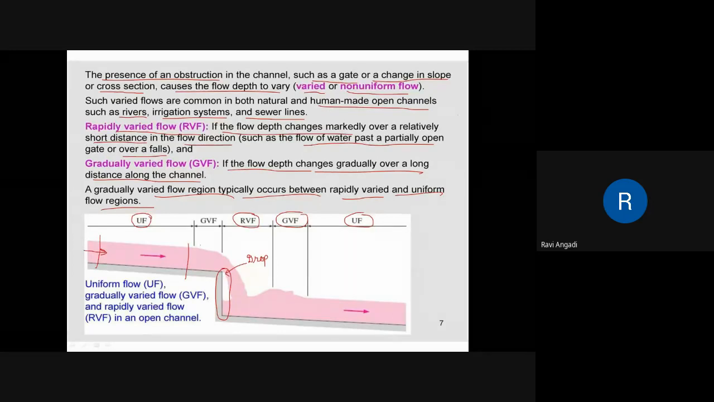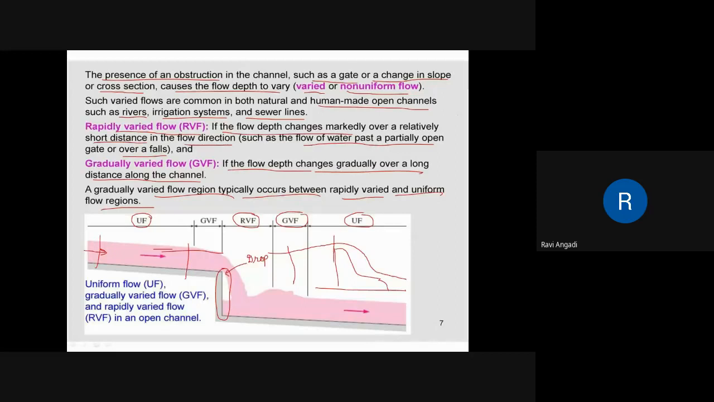Okay. Then when it approaches any obstruction or obstacle like a drop, before it falls over the obstruction, the depth will gradually increase like this. Is it clear? Then this is what we call a gradually varied flow, and it takes place over a longer distance. You might have observed the flow behind the dam. Before it falls over, it will be like this. Then it will fall. Are you getting my point?